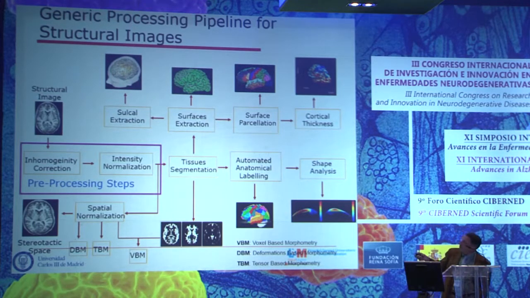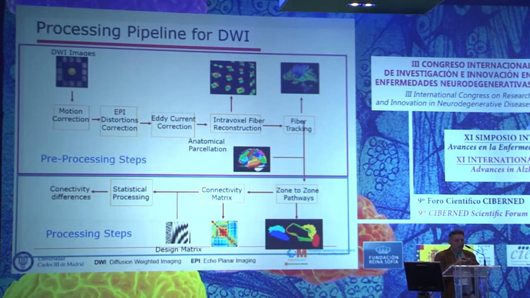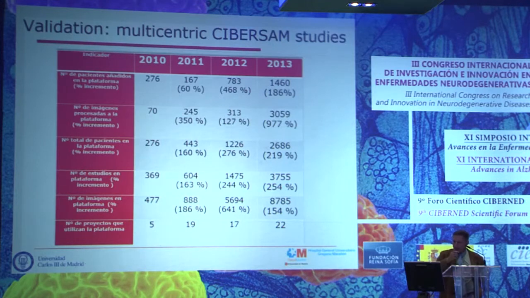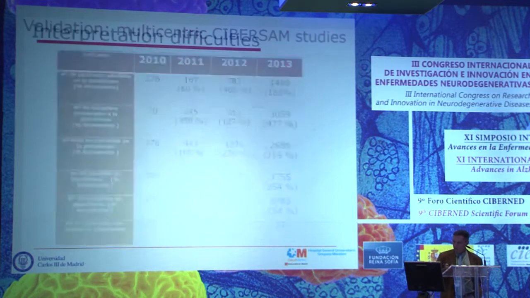And it's also very easy to change some parameters in any of these boxes and to see what happens with the results. This is a pipeline for processing structural images, but there are many, for instance, for processing diffusion-weighted data, for white matter, and so on. So I'm not interested in the details of these specific pipelines. We validated this approach with data from Cybersum. Up to now, well, this is a little bit old, but up to now we have processed about 5,000 different studies. So this is quite a tested methodology.